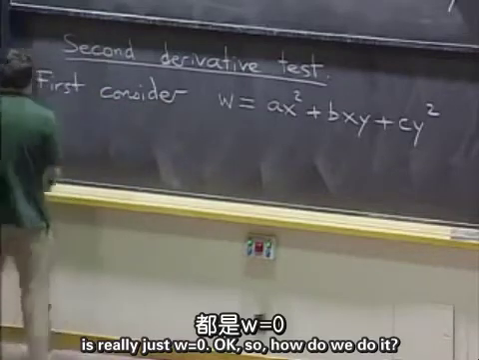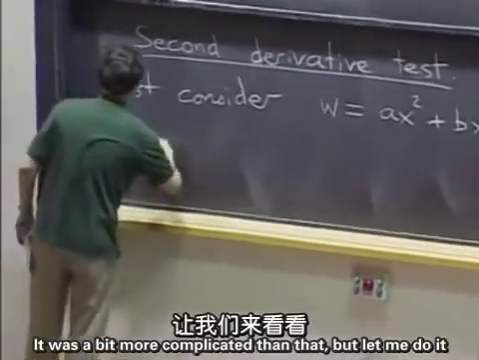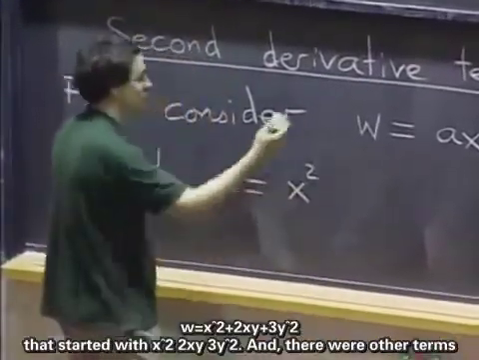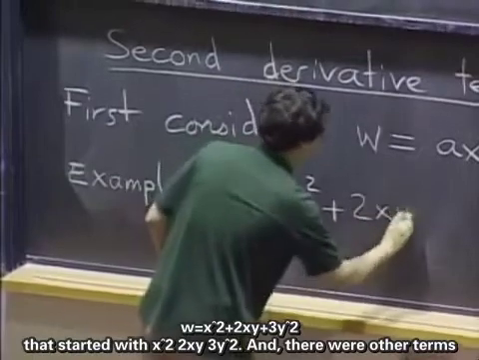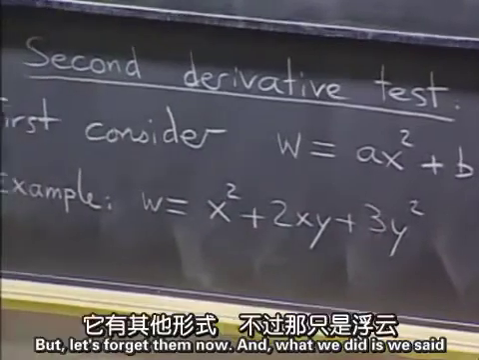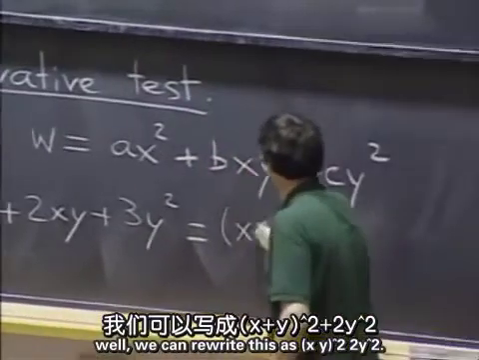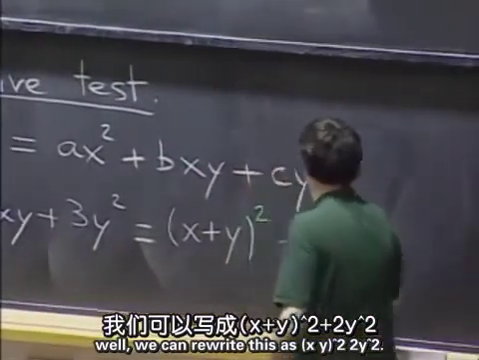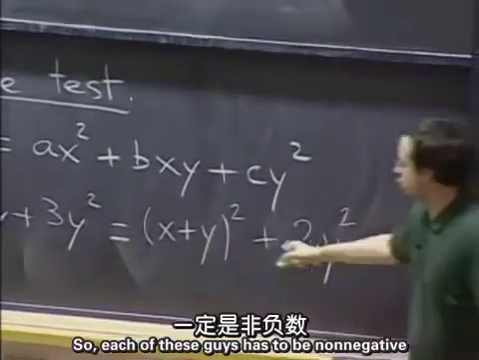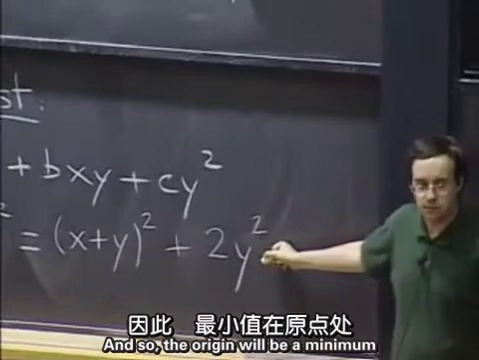Okay, so how do we do it? Well, yesterday we actually did an example. It was a bit more complicated than that, but let me do it. So remember, we were looking at something that started with x squared plus 2xy plus 3y squared. And there were other terms, but let's forget them now. And what we did is we said, we can rewrite this as (x plus y) squared plus 2y squared. And now this is a sum of two squares, so each of these has to be non-negative, and so the origin will be a minimum.